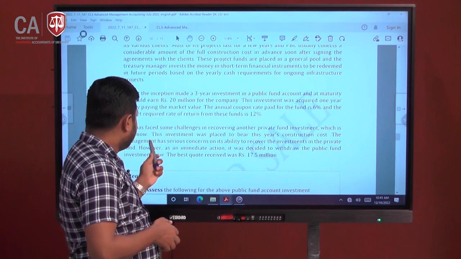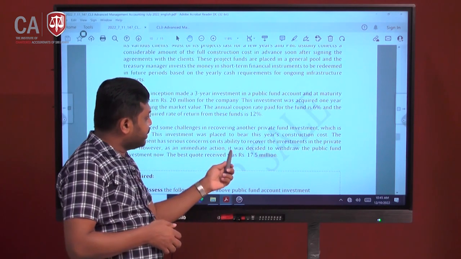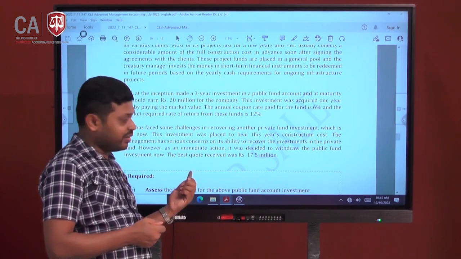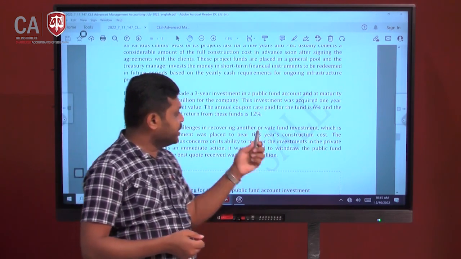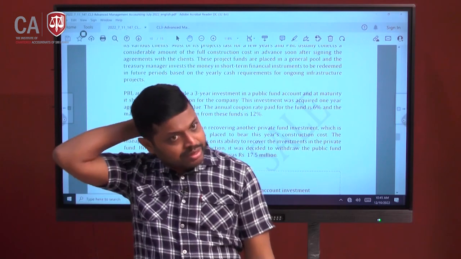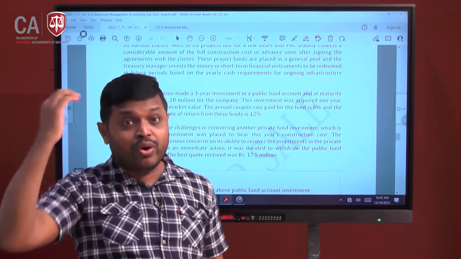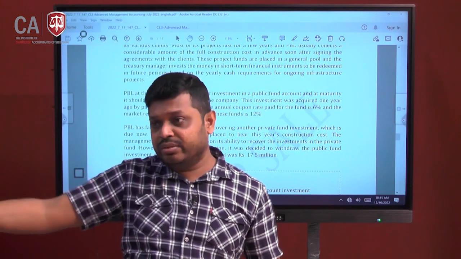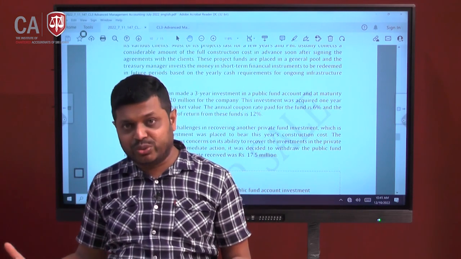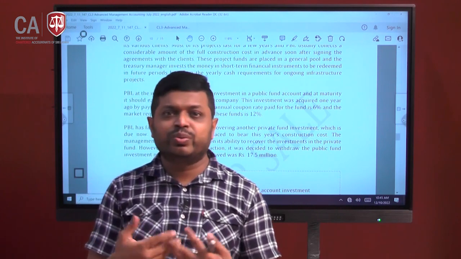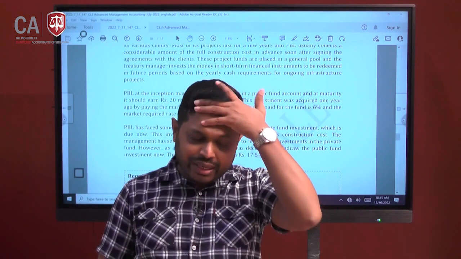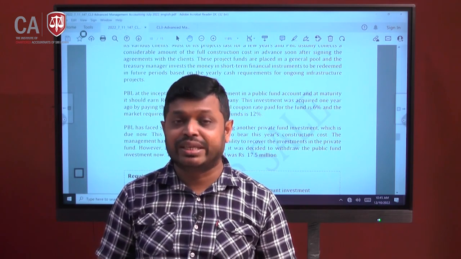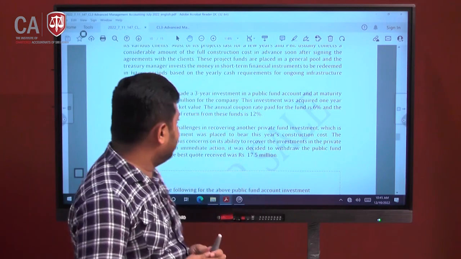However, as an immediate action, it was decided to withdraw the public fund investment now. You have a public fund investment. The best bid received is 17.5 million. Because now you want money, there are 2 years remaining to maturity, but prior to that you want to release the funds. Now the bid you have received is only 17.5 million. What are they asking to do?